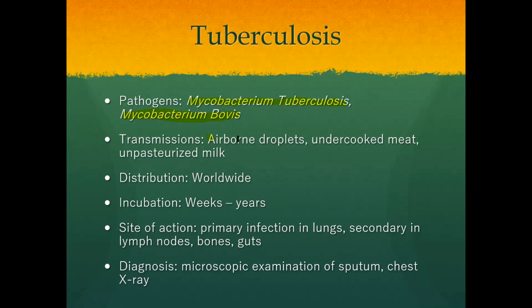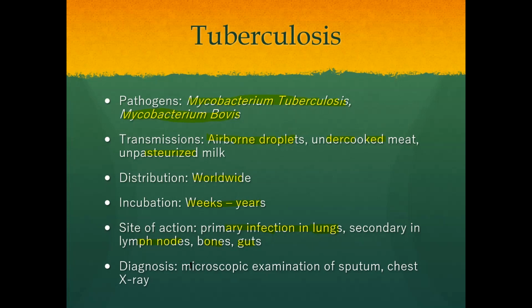Transmission is through airborne droplets, so when a person sneezes or coughs it can be transmitted. Mycobacterium tuberculosis spreads mostly as airborne droplets. With undercooked meat or unpasteurized milk, Mycobacterium bovis is responsible. Distribution is worldwide. Incubation is weeks to years. The primary site of infection is the lungs; secondarily it happens in the lymph nodes, bones, and gut. So it starts with the lungs, but then it spreads to different parts of the body.